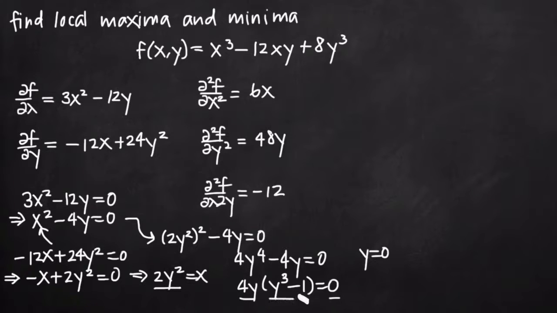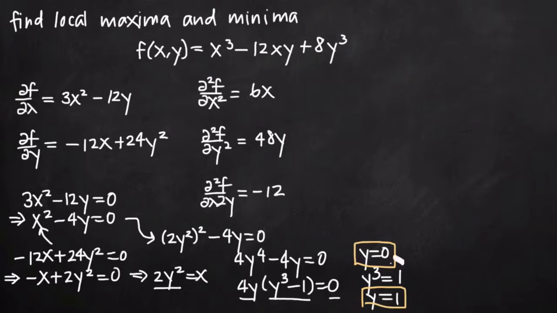Now if I take y cubed minus 1 and set that equal to 0, I'd add 1 to both sides to get y cubed is equal to positive 1, and the only answer that makes sense for y is y equals 1. So the two values I found for y were y equals 0 and y equals 1.